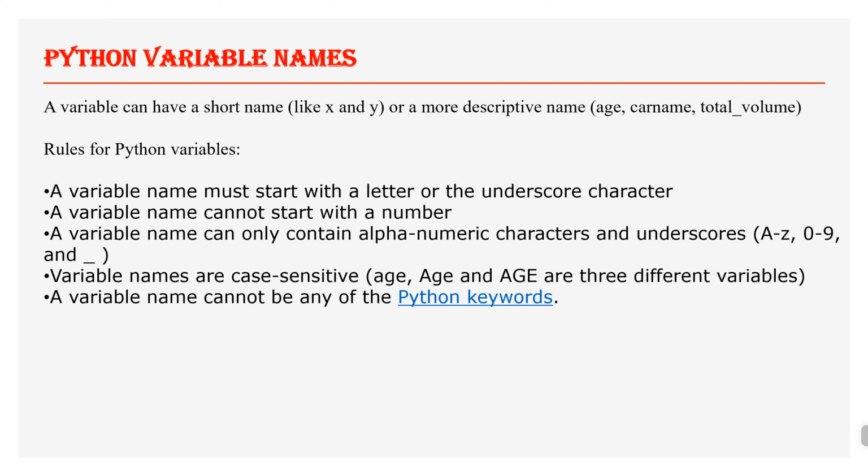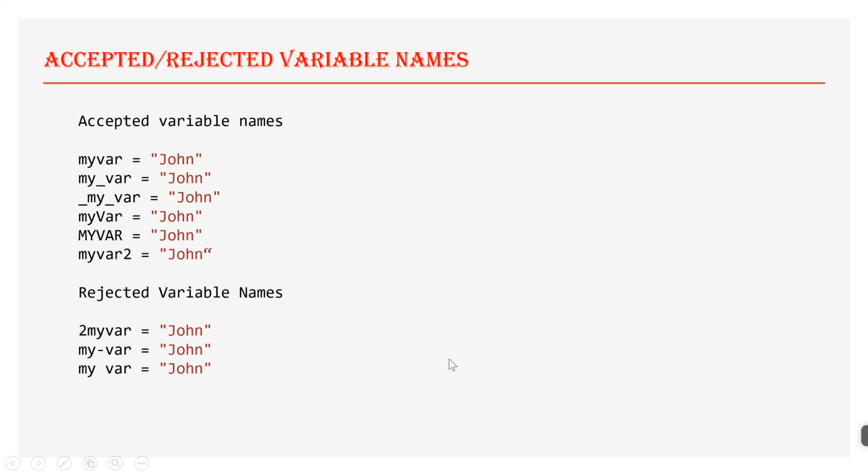Variable names are case sensitive, as I already told. Age, age, age: the three examples given over here are all different variables. Then a very important point: a variable name should not be a Python keyword. This is one important point to remember.